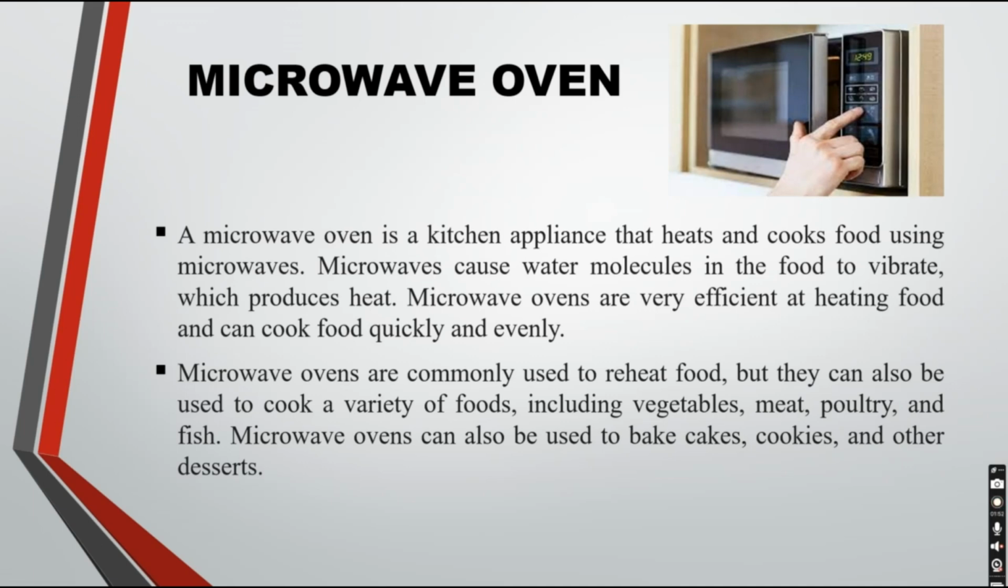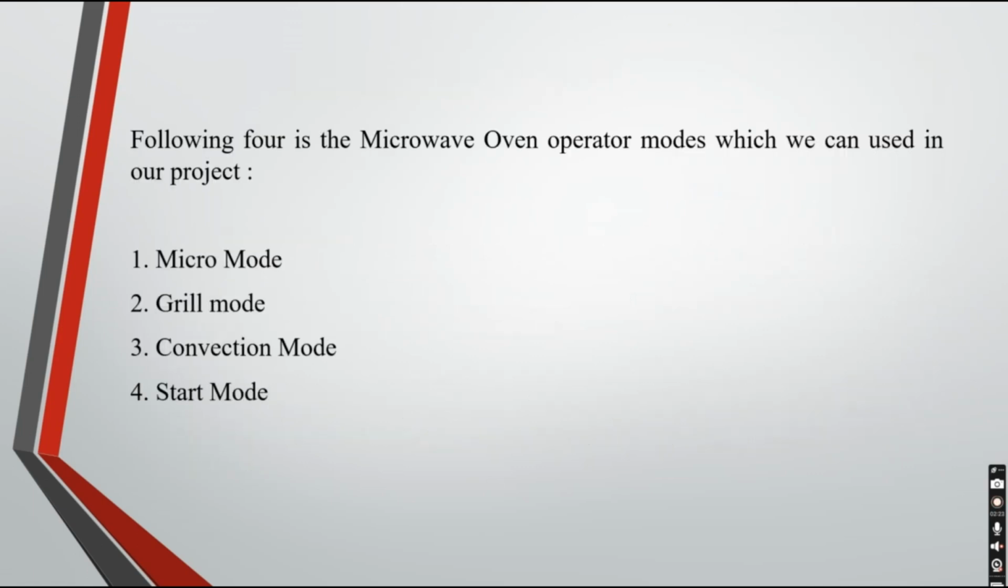Microwave ovens are commonly used to reheat food, but they can also be used to cook a variety of foods including vegetables, meat, poultry, and fish. Microwave ovens can also be used to bake cakes, cookies, and other desserts. It is also a convenient and versatile kitchen appliance, but it is important to use it safely. Always use microwave-safe cookware and do not overcook food.